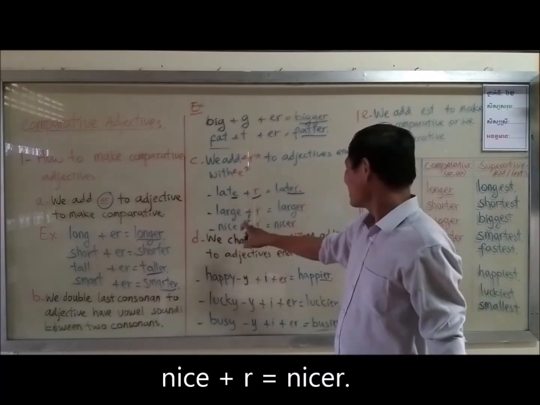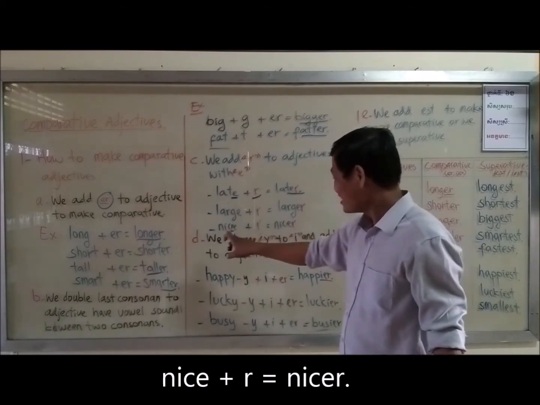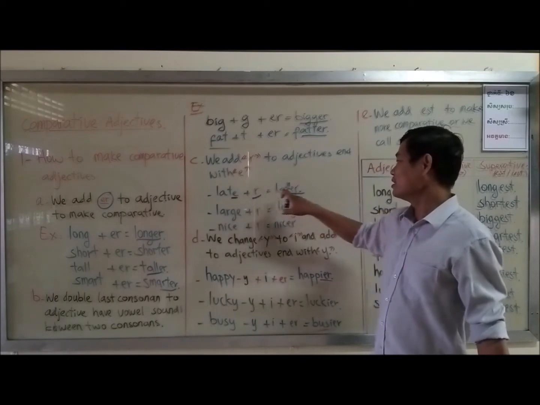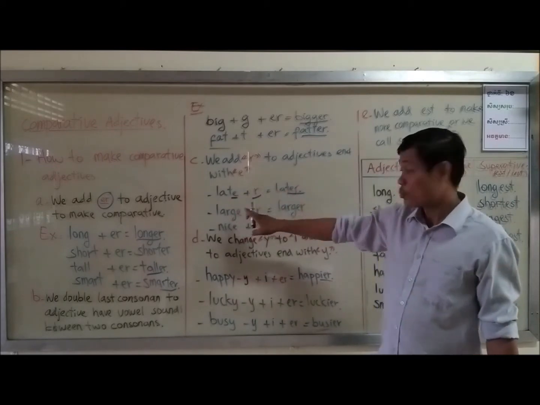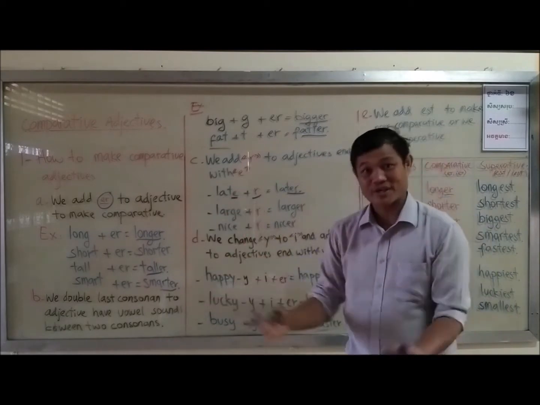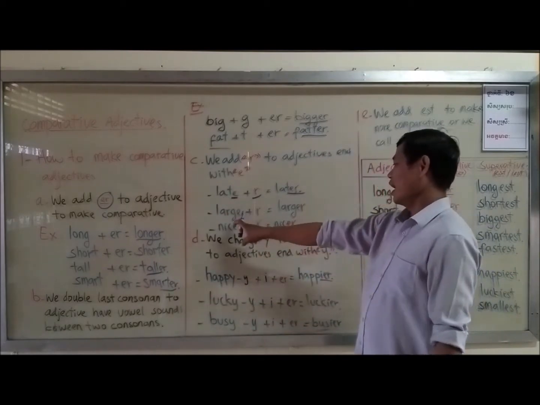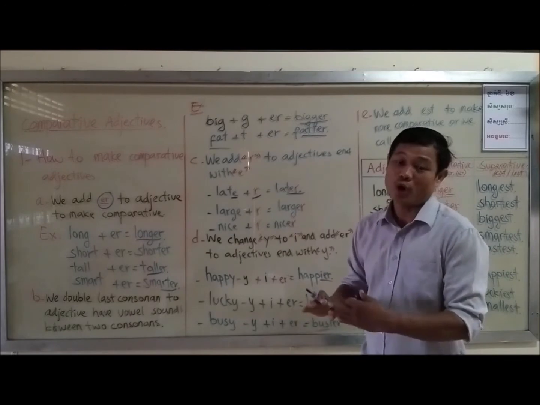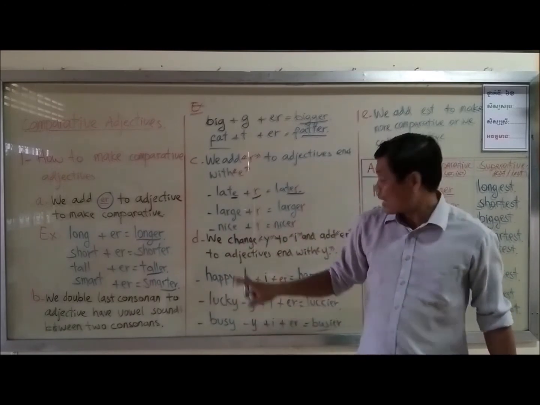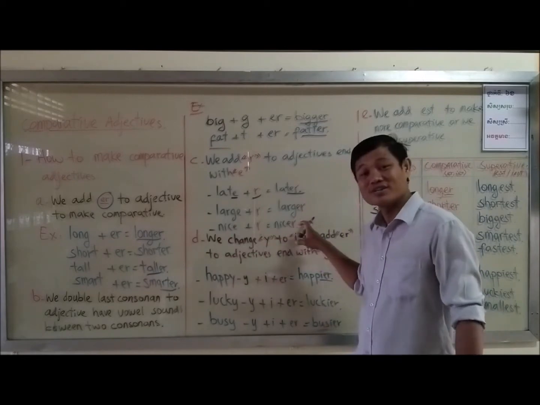Nice, nicer. Late, later. Large, larger. Large or big or huge is the same. Nice, nicer.